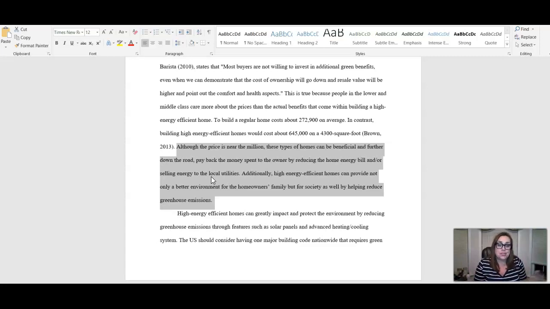But that is something that is true. So anyway, he goes in there and he brings it back to his side. Yes, it's true that it's expensive, but if you have an energy efficient home, in the long run, you'll save money, and you may even make a little money if you sell back that energy to the utility companies.